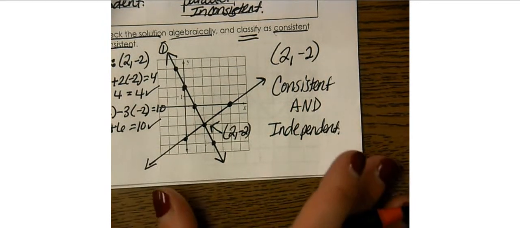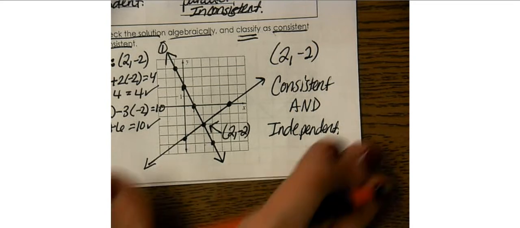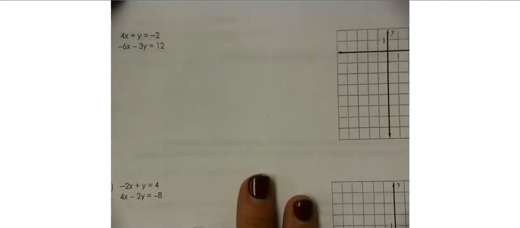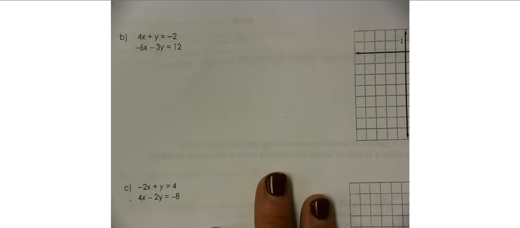Okay, let's go ahead and flip to the next page. And let's go ahead and graph this next system for letter B. For letter B, we have 4x plus y is equal to negative 2, and negative 6x minus 3y is equal to 12.